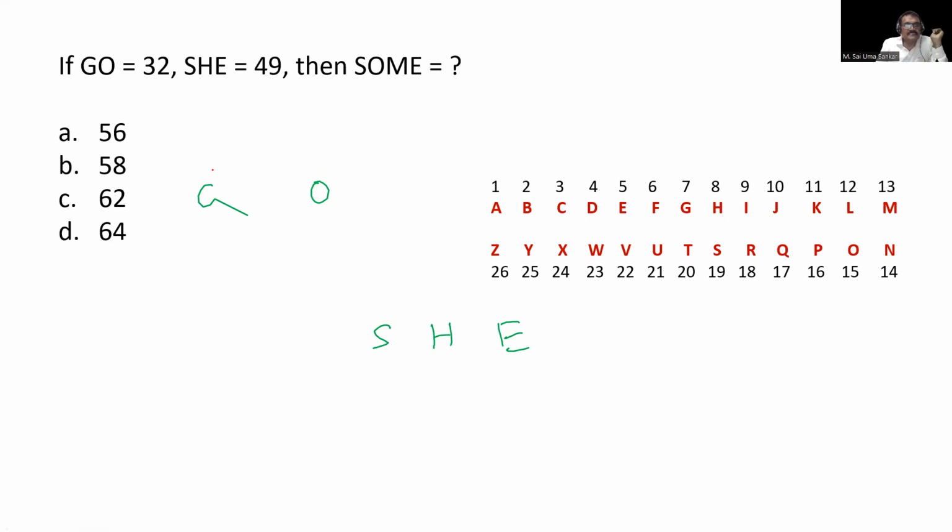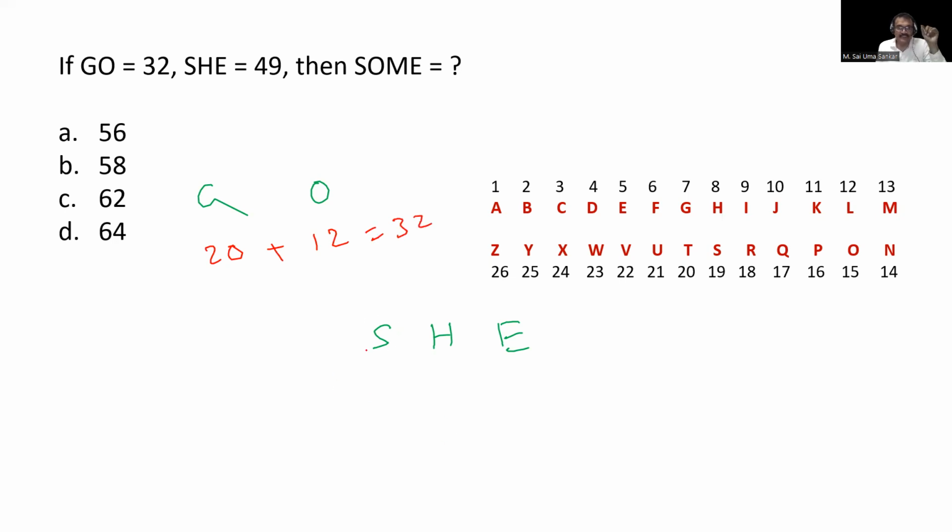If G is the 7th letter from your left hand side, what is the position from the right hand side? Okay, so how to calculate? Just 27 minus 7, that is equal to 20. What is the O? O is the 15th letter from your left hand side. What is the right hand side? 27 minus 15, that is equal to 12. What is the sum? That is equal to 32.